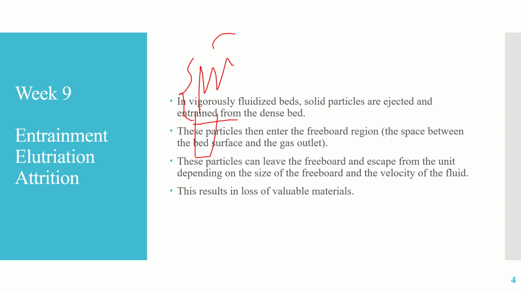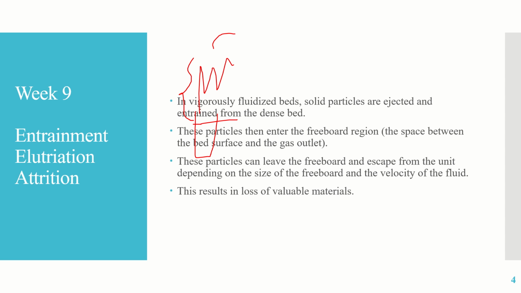This results in loss of valuable materials. So it is a loss. This is known as entrainment. Elutriation is nothing but the removal of finer particles in some fraction. Based on the fraction of finer materials, if we are removing it in fractions of a specific size, that is known as elutriation. That is, we are removing particles of a certain size range.